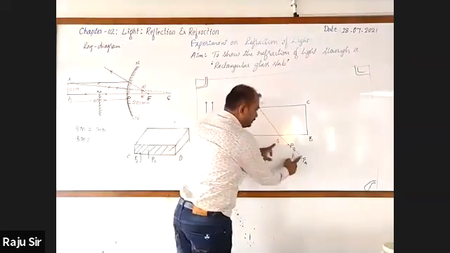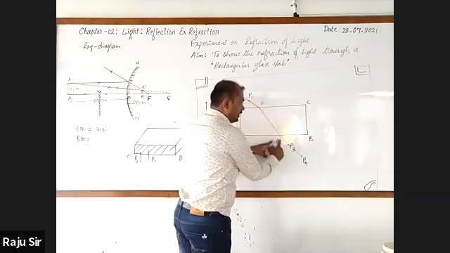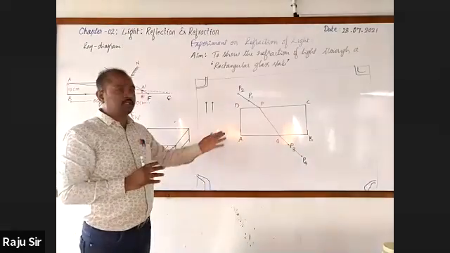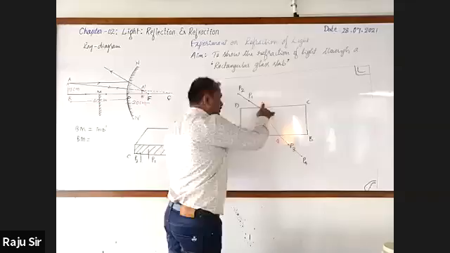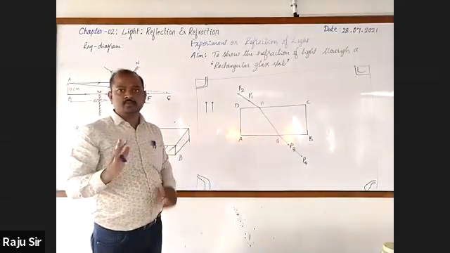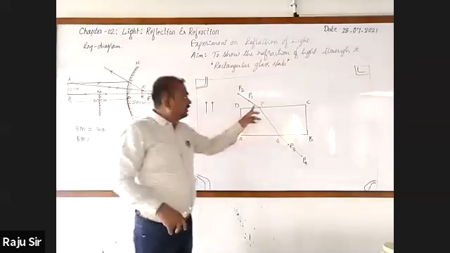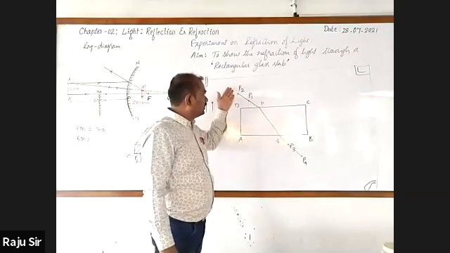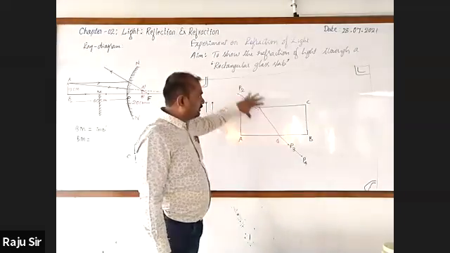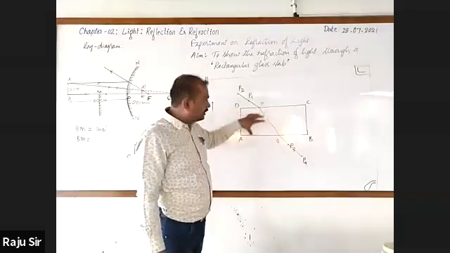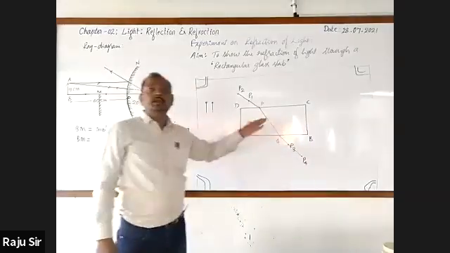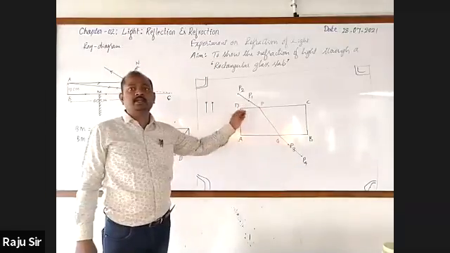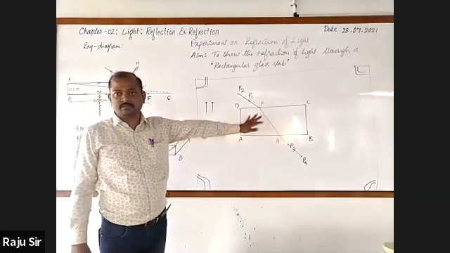Next, join P4 and P3 and extend it, which intersects AB at Q. Next, join PQ. It is observed that when the ray of light travels from air medium to glass medium or glass medium to air medium, it changes its direction of propagation. So this bending of light indicates that refraction has taken place.